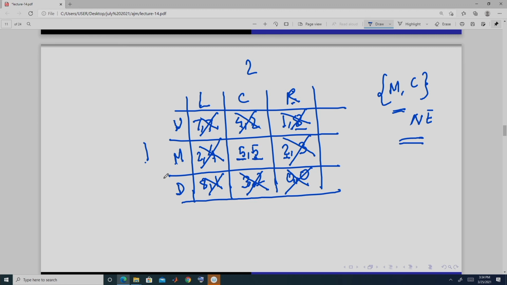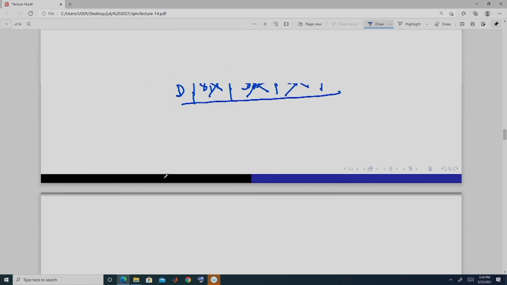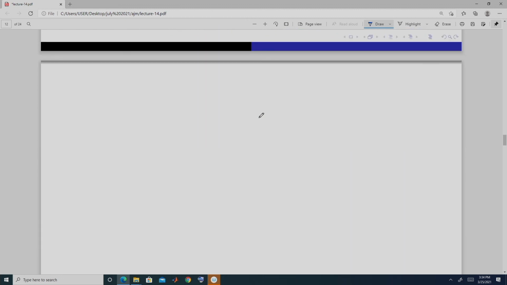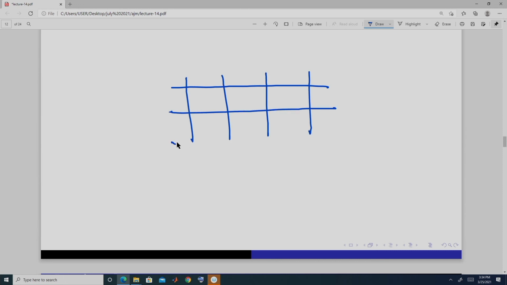So, these are some of the examples that we are doing to try to understand the Nash equilibrium. Now, let us do one more example. So this is for player 1, this is for player 2, L, M, R, and it is T and B.